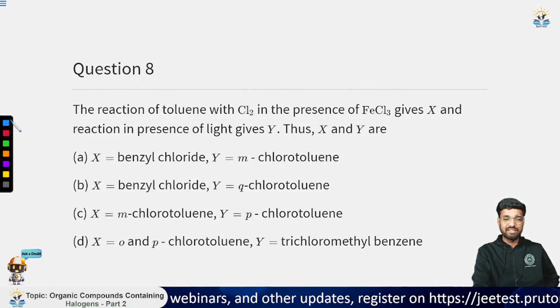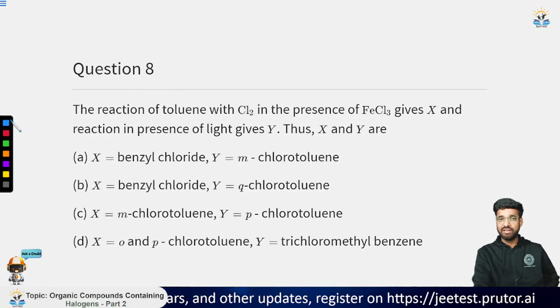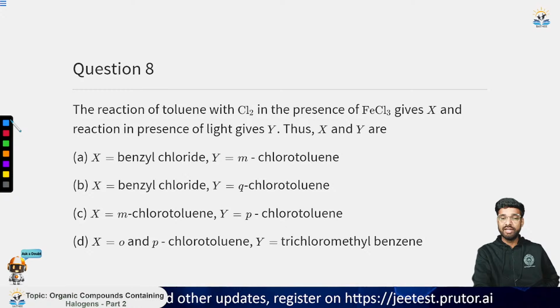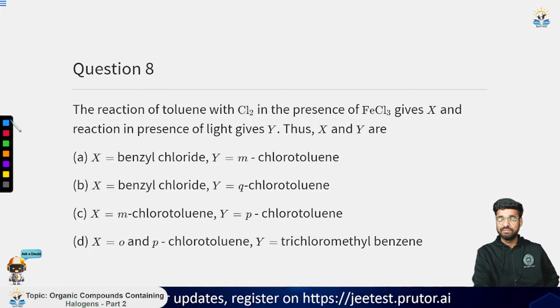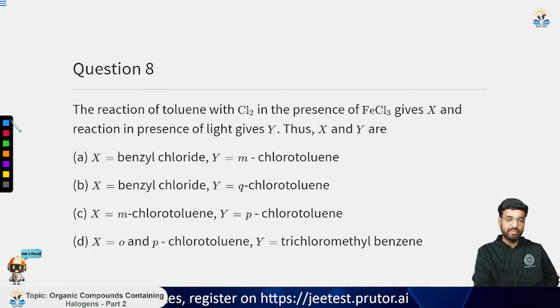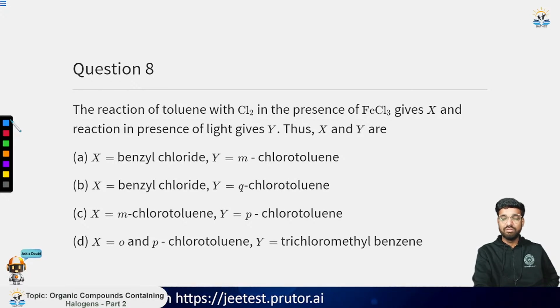Now the next one is the reaction of toluene with Cl2 in the presence of FeCl3, that is chlorination by electrophilic aromatic substitution, which gives X, and in the presence of light gives Y. So we have two cases. We know very well that in the presence of light we have the radical mechanism, and in the presence of FeCl3 we have electrophilic aromatic substitution. So we know the product very well here.